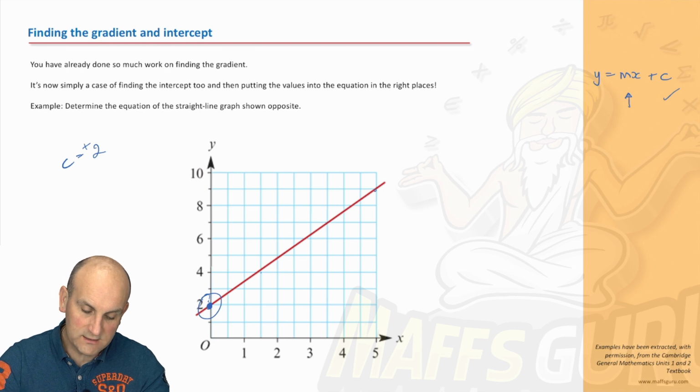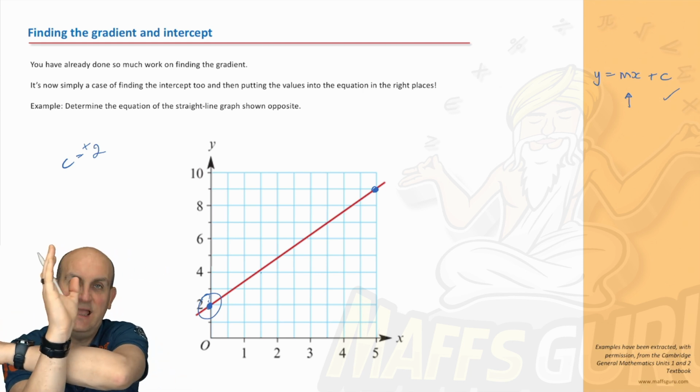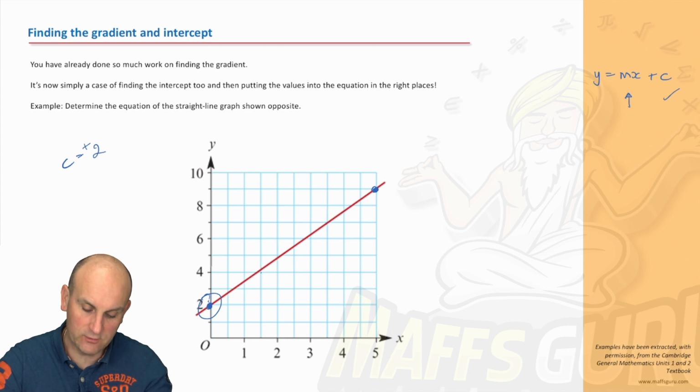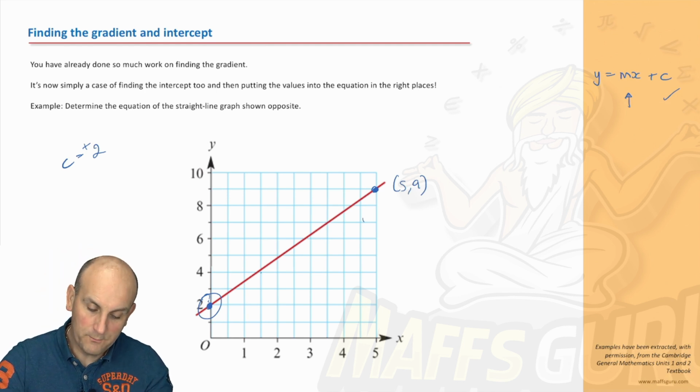Now, believe it or not, I'm actually going to choose this point here. You know why? Because that red line is going through an exact grid point. It's going through the coordinate 5, 9. Now again, you've done this, we know how to do this, yeah? But let's just see whether we can draw the triangle first.